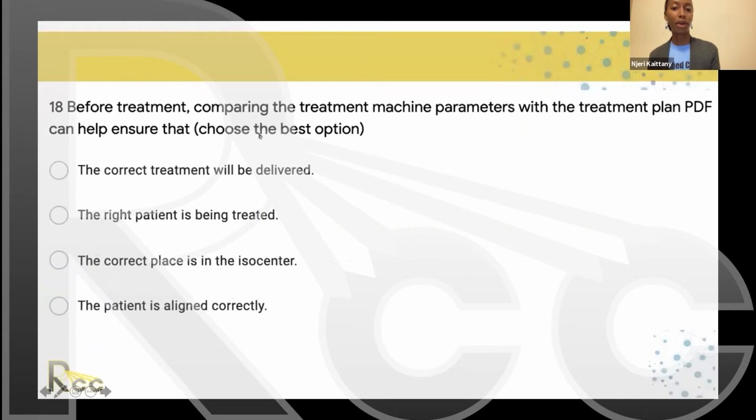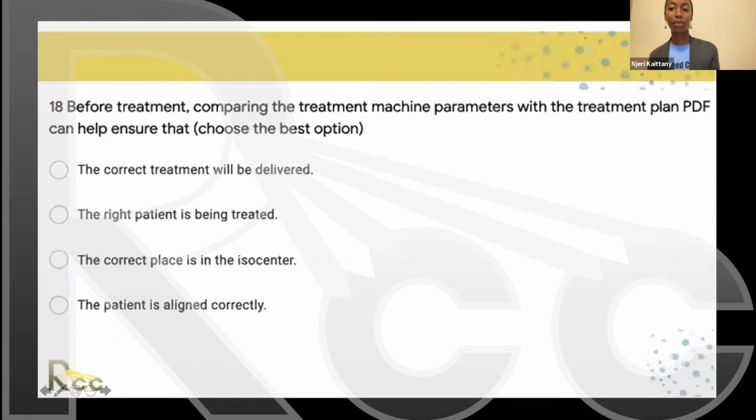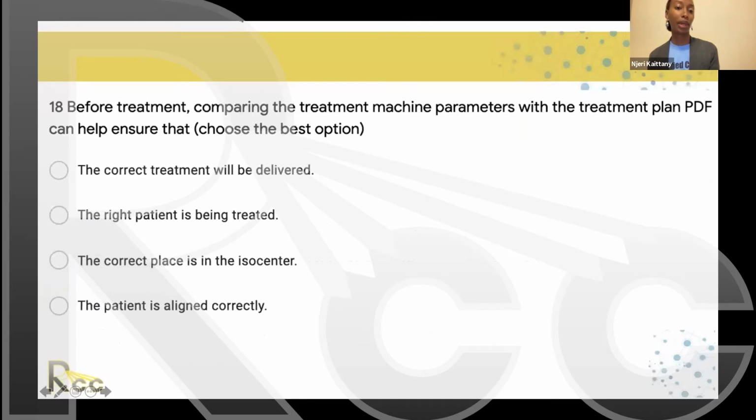Before treatment, comparing the treatment machine parameters with the treatment plan PDF can ensure that, and again, choose the best option. The correct treatment will be delivered, the right patient is being treated, the correct place is in the ISO center, and the patient is aligned correctly.